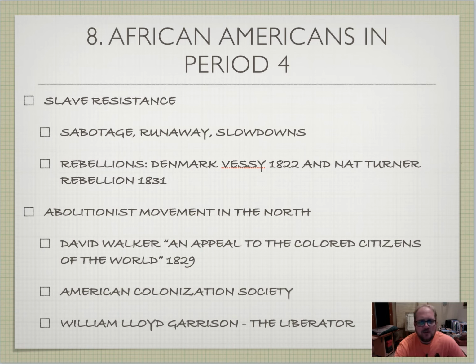We also see an abolitionist movement that sort of rises up in the North. We see David Walker create his Appeal to the Colored Citizens of the World in 1829. We see the creation of the American Colonization Society, which wanted to push freed Americans to Africa. And we also see the rise of the Liberator, printed and created by William Lloyd Garrison, a very extremist in the abolitionist movement.